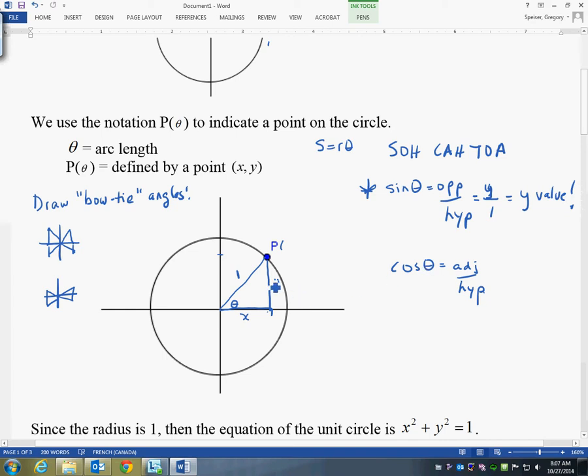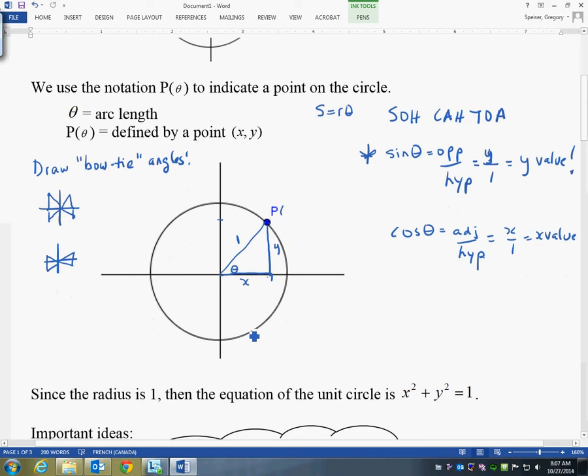Exclamation mark. And how about for cos? Cos is going to be equal to the adjacent over the hypotenuse. So that's going to be x over 1, which is equal to the x value. So if I said, what are the x and y values for some angle on a unit circle? It would be exactly the same as saying, well, the cos of the angle and the sine of the angle.